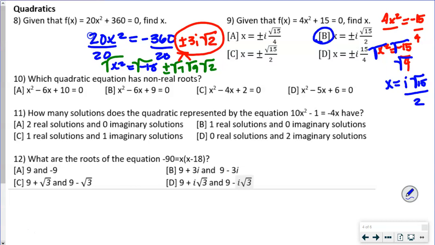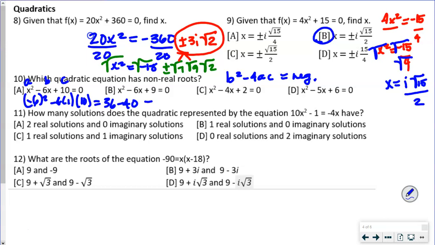Okay. The next one says, which quadratic has non-real roots? So what I'm going to do is start working this with b squared minus 4ac, keeping in mind that if it's a non-real root, this has to be a negative number, right? So what we want to find is which one is a negative number. So this is a, this is b, and this is c. So this is going to be negative 6 squared minus 4 times 1 times 10. So that's going to be 36 minus 40. Well, right there it is, y'all. That's negative 4, right? So the answer was A.